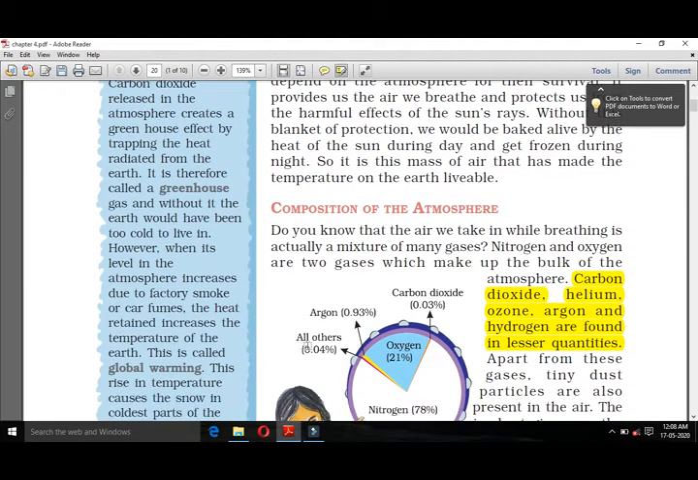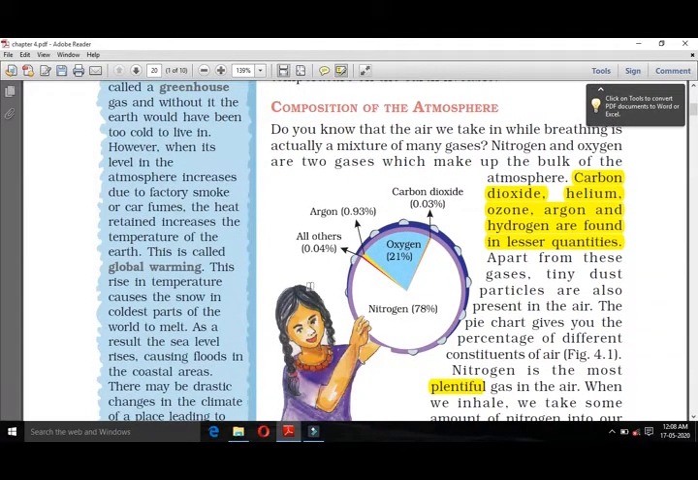So let me discuss the components of air, the ratio of gases in the air. In this diagram you can see there are 78% nitrogen, 21% oxygen, 0.3% carbon dioxide, argon is 0.93%. Actually oxygen is 20.95%, but it is considered as 21%.